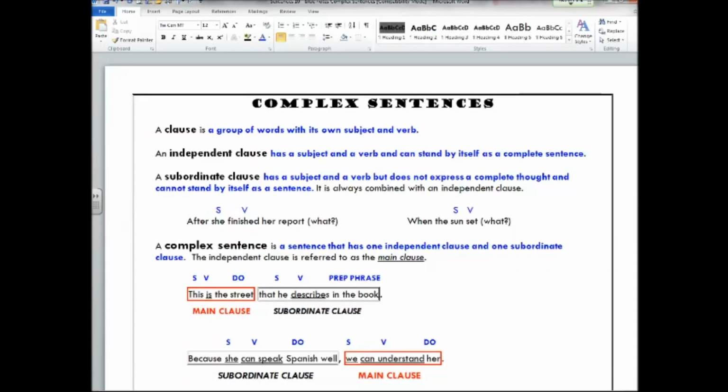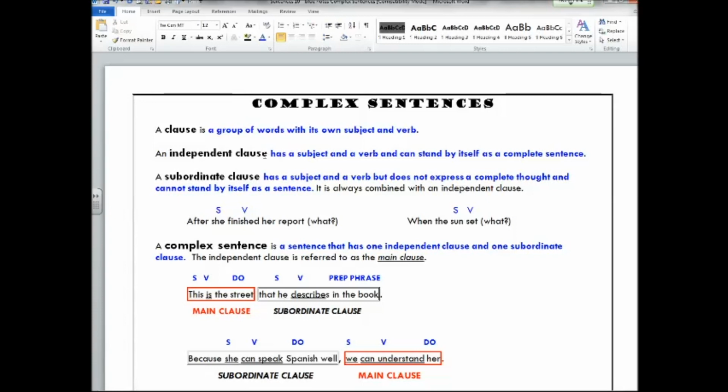Going to look at complex sentences. So just a reminder, a clause is a group of words with its own subject and verb. We've been looking at independent clauses, which have a subject and verb, and can stand by themselves as a complete sentence. It's a complete thought. Put them together, we have compound sentences. When there's just one, it's a simple sentence. But in both cases, you have independent clauses.